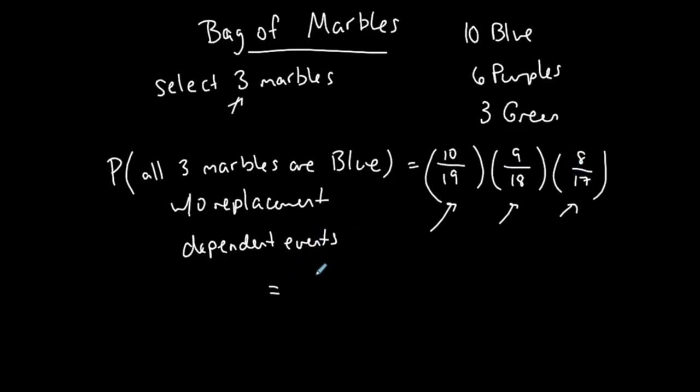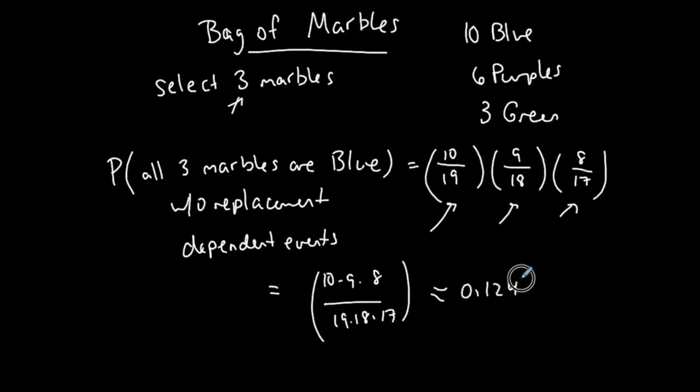And if you're doing this, in your calculator, you're going to do 10 times 9 times 8 over 19 times 18 times 17. Obviously, these numbers are going to increase very quickly. So we're going to represent our probability in decimal form or percentage form. And again, put parentheses around 10 times 9 times 8, and then divide by parentheses 19 times 18 times 17 if you're doing it in your calculator. And you should get, I'll round it to the nearest thousandth, 0.124. So this is the probability in decimal form, and in percentage form, 12.4%.